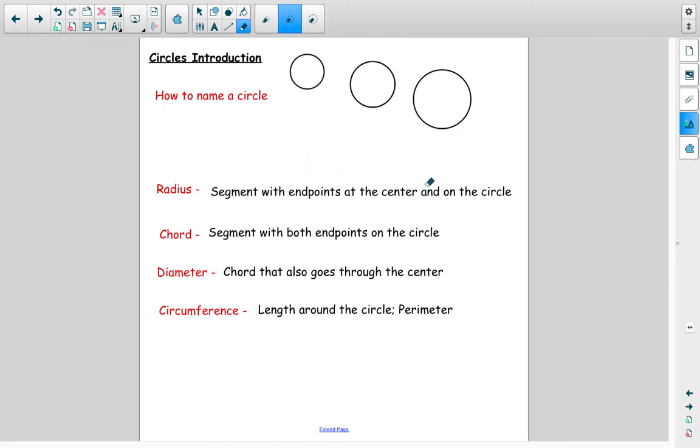Here's a summary of everything we just talked about. How do you name a circle? Well, it's all named based on the center, whatever letters at the center of the circle. You just write a circle symbol, which is just a circle with a little dot in the middle. So circle A.